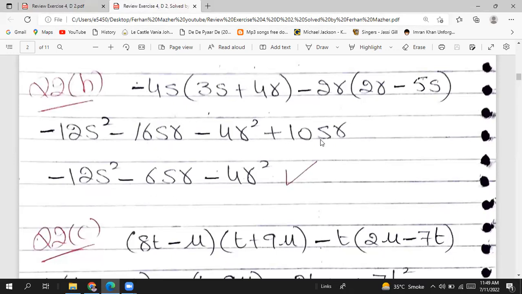So we have minus 12s square, and minus 4r square. Minus 16sr plus 10sr will be minus 6sr. So this is how you will do question number 2, it's B part.